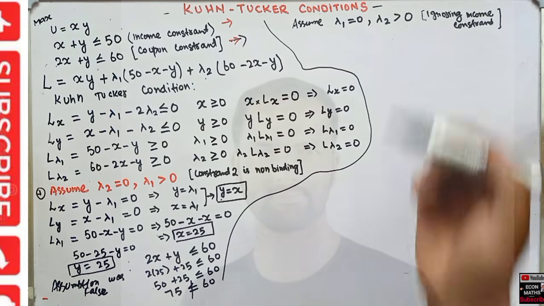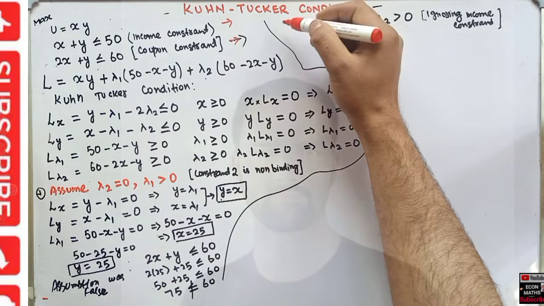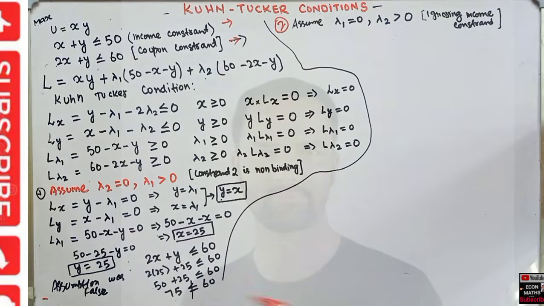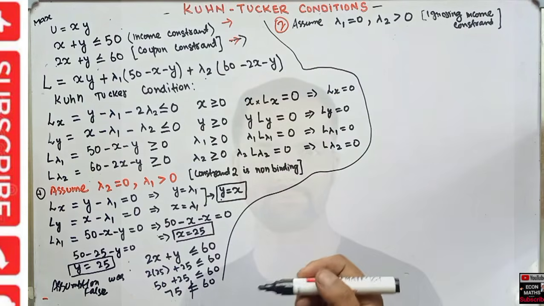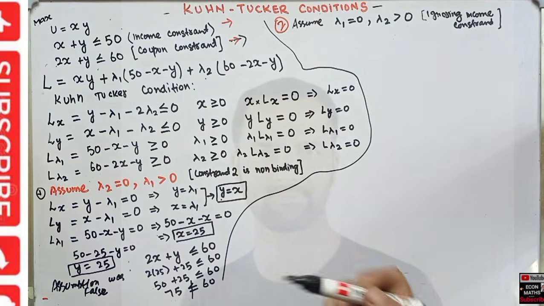If we assume this, let us use the Lagrange's method again. So this is our condition number step 2. Since step 1 failed, we use step 2. In this case we assume lambda 1 is equal to 0 and lambda 2 is greater than 0.